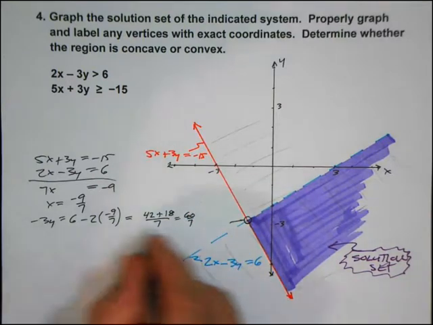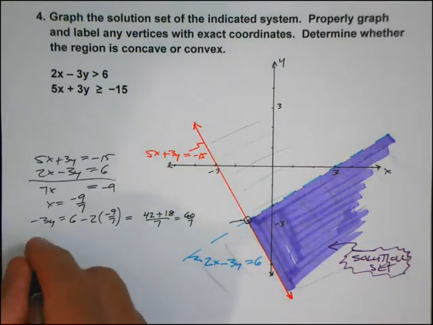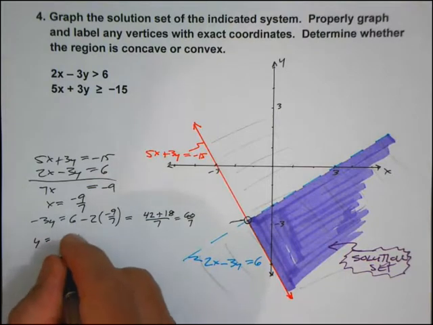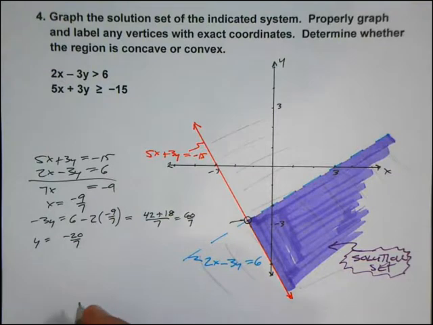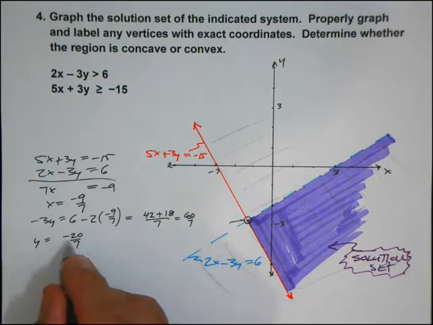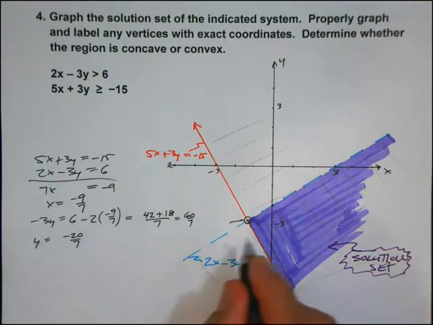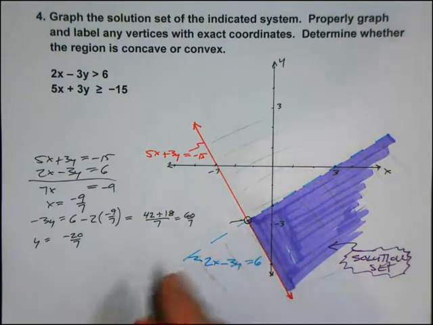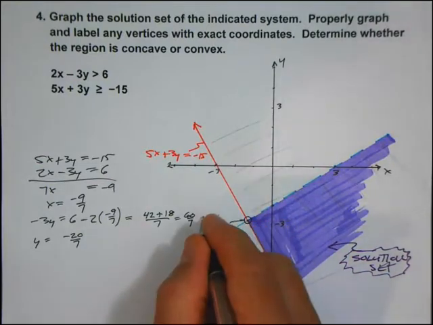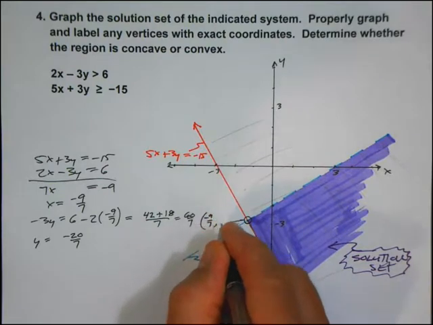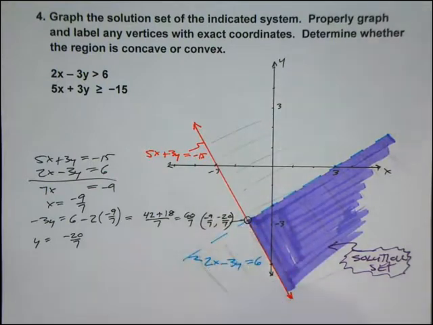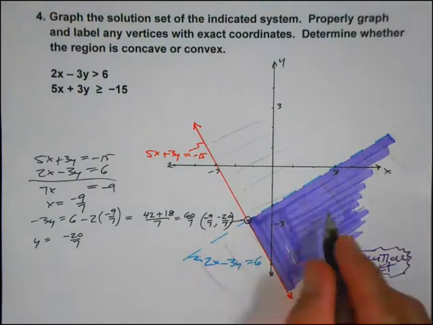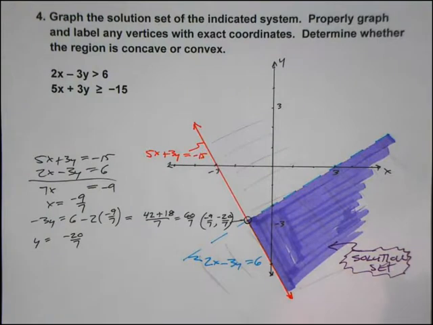Now if we divide both sides by negative 3, y ends up becoming negative 20/7. Now that'd be close to negative 3. How about that graphically? Yeah, it looks pretty good. Okay, we go ahead and label this point here: negative 9/7, negative 20/7. Okay. Well, that's the only vertex we had to concern ourselves with.